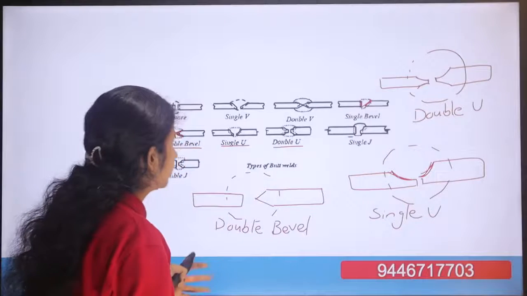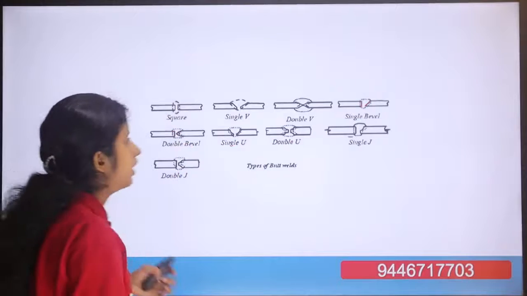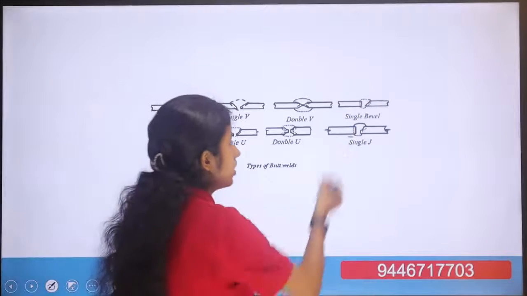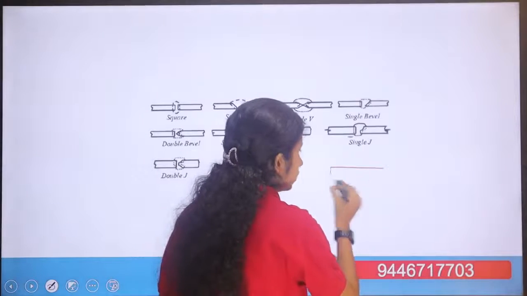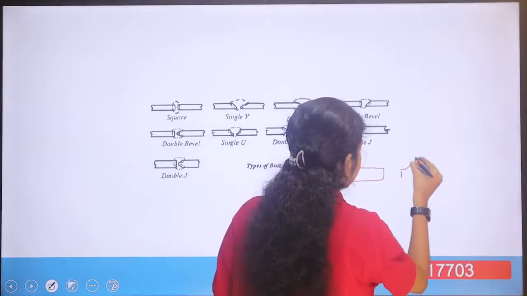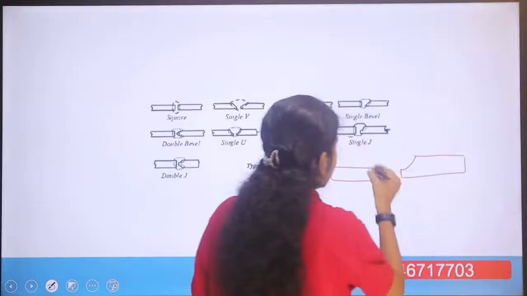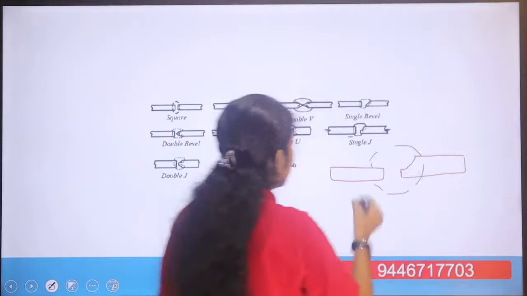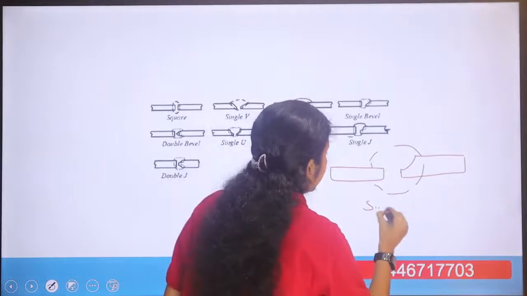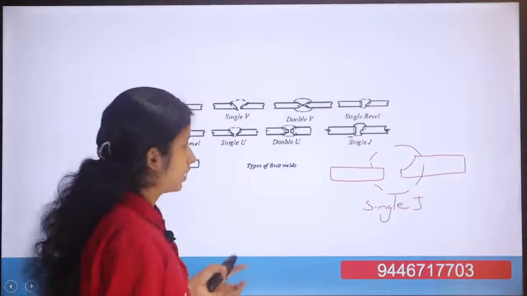Next is single J. In this, one plate is in square shape and another plate is in J shape, and welding is provided between them. It is known as single J.